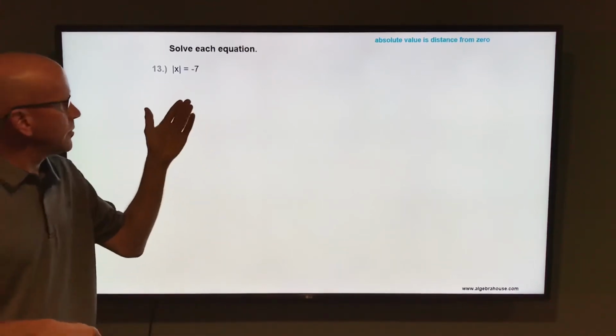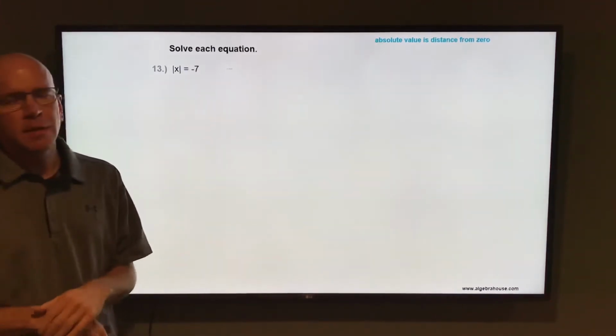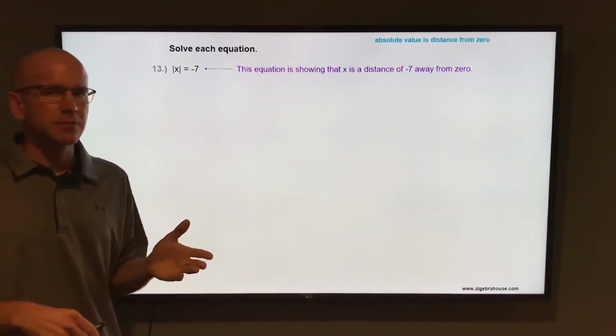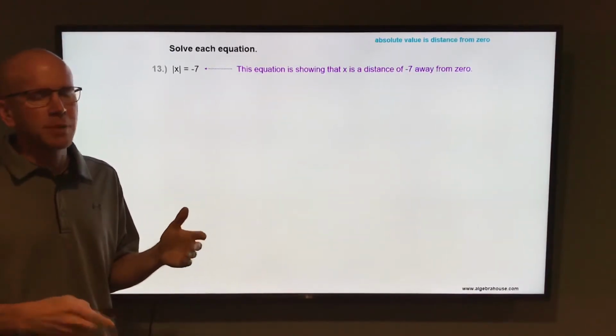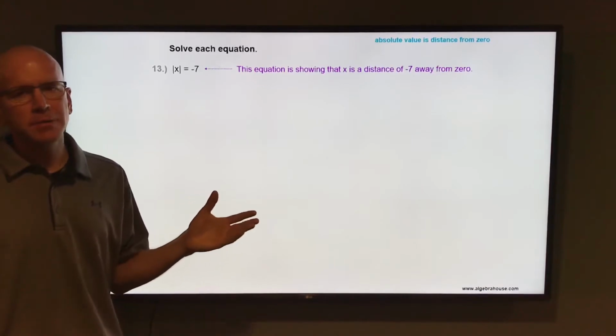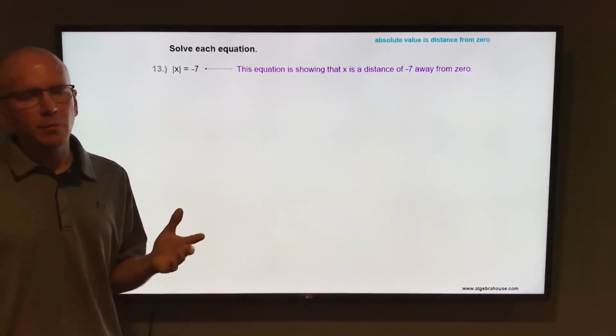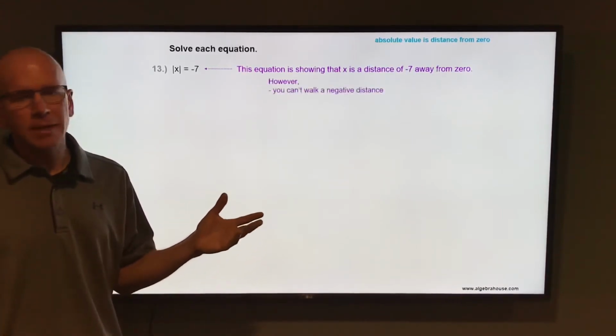Here we have the absolute value of x equals negative 7. That's saying that the distance that x is from 0 is negative 7. But if you think about that, can distance be negative? You can't run a negative distance. You can't drive a negative distance.